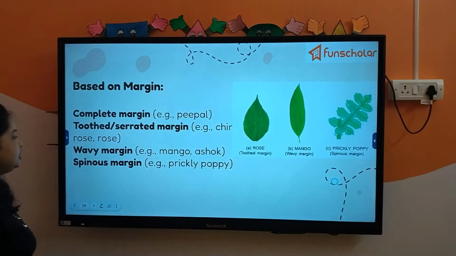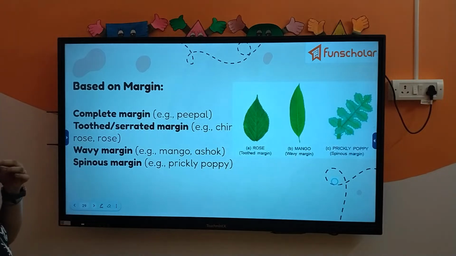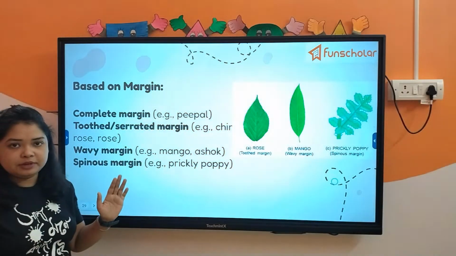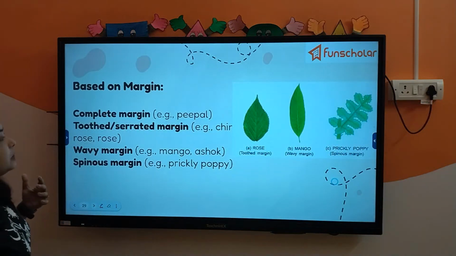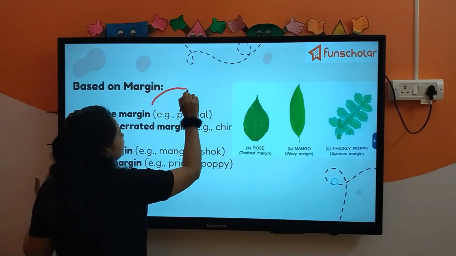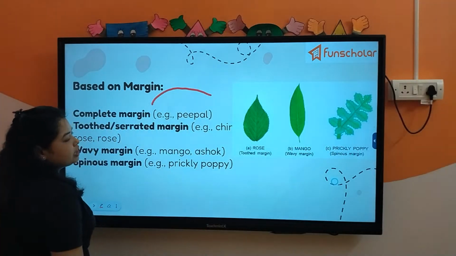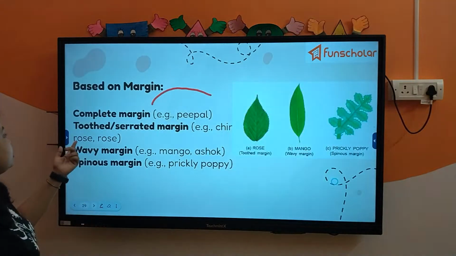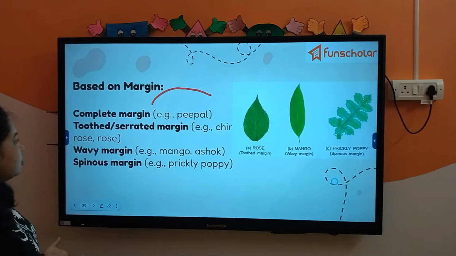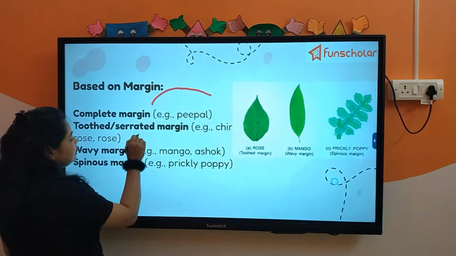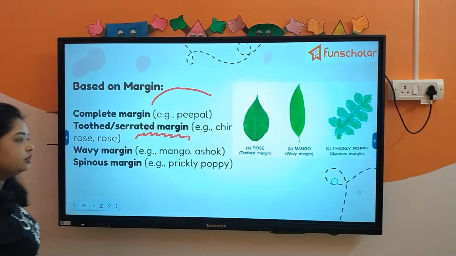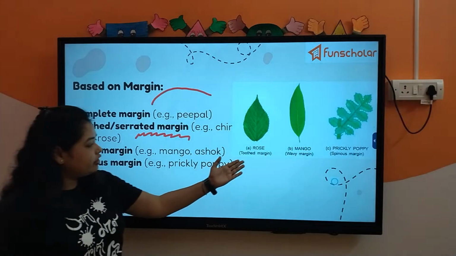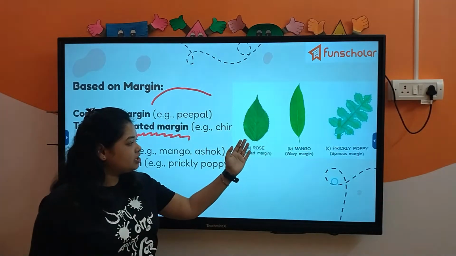Now based on margin, I already told earlier the leaf margin means the boundary of the lamina can be of various types. First one is the complete. Complete means the smooth margin. That means no such corrugations will be seen. Next one is the toothed, serrated, or we can also say notched margin. That means the little tooth-like structures will be there like this one. Okay, and you can refer to this image also, toothed margin.